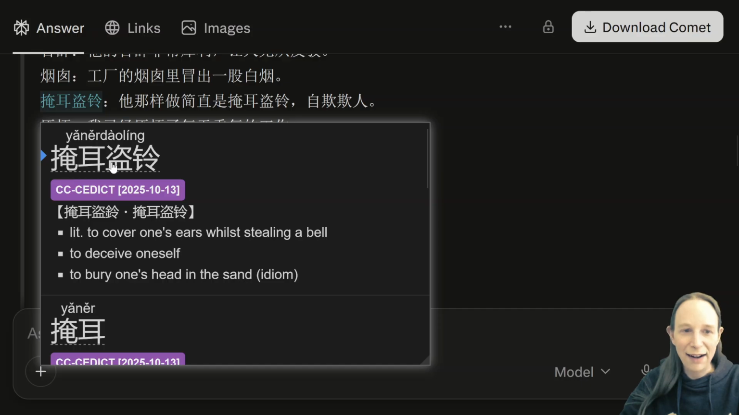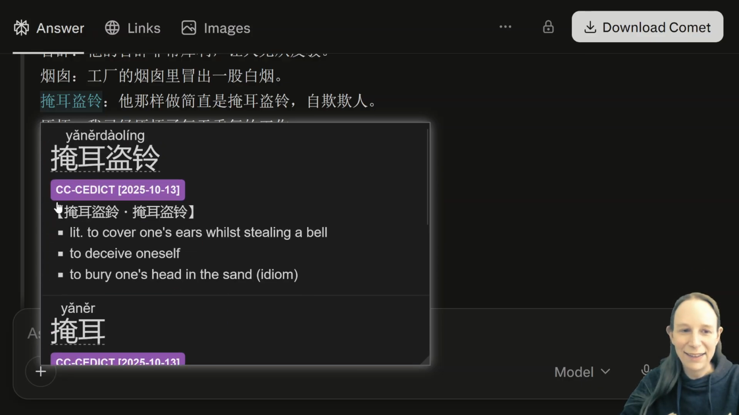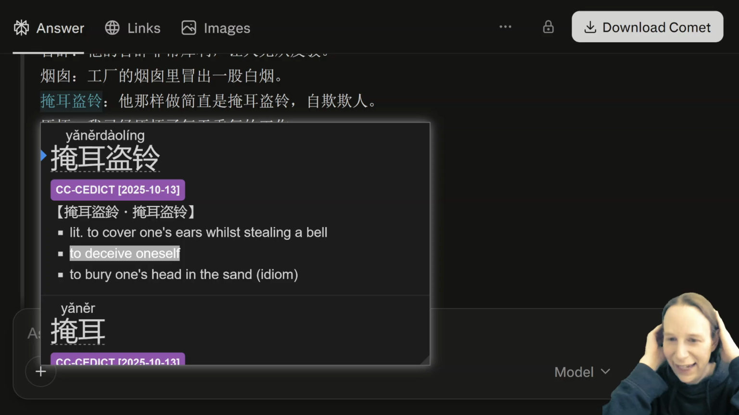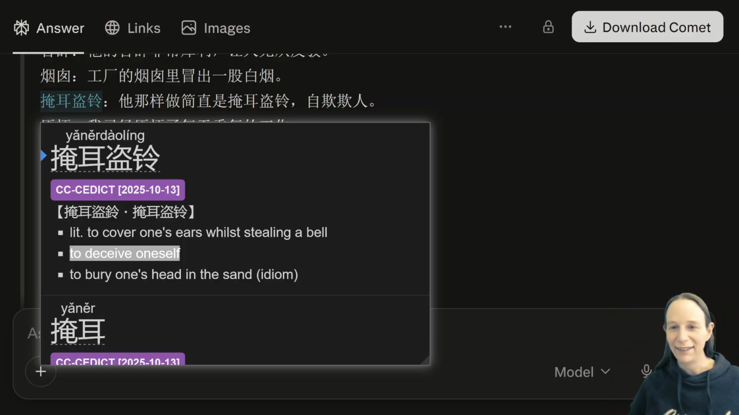Yeah. 掩耳盗铃. So ling is second tone. Yan is third tone. Sorry, I got the tones wrong. Too many characters to memorize, but I'm getting there. 掩耳盗铃. Yeah, cover your ears, steal the bell. So to deceive oneself. There's a story, something like someone tried to steal the bell and they covered their ears and they assumed that meant that other people cannot hear the bell because they're not hearing the bell, right? Yeah.